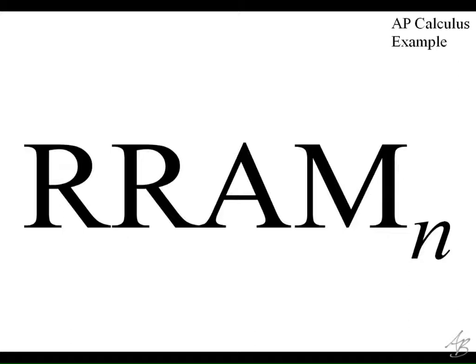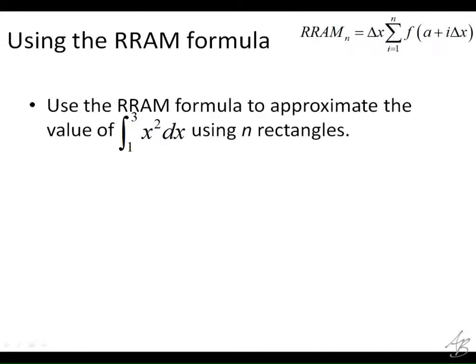To do that, we first need to work with this generalization here and get an expression for the approximation for just an arbitrary number of rectangles, just using n rectangles. And then we're going to use that and see what happens to that value as n approaches infinity. All right, so I'm going to go back to an example we've done before, and we're going to use the RRAM formula to approximate the value of this integral using n rectangles.